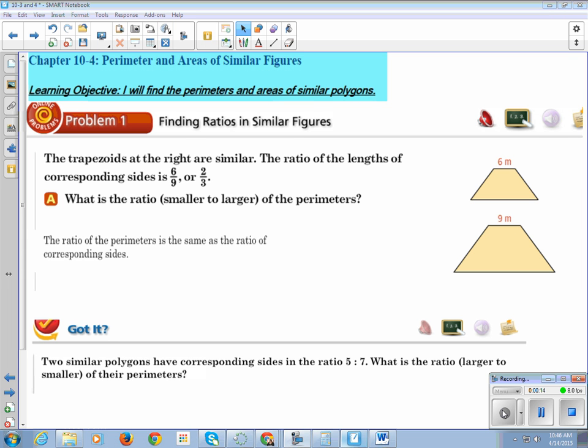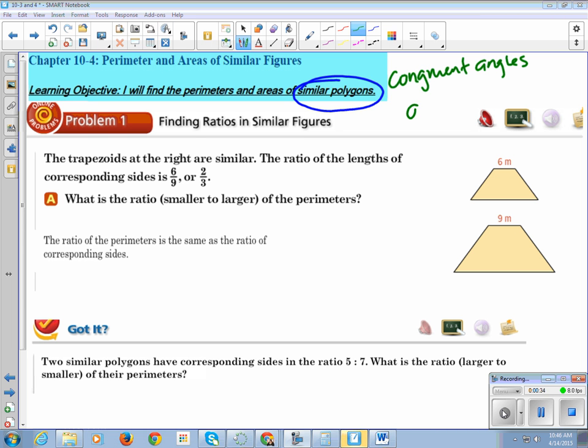So here's a concept that we learned in a previous chapter that is coming back to us. If you don't know what a similar polygon is, it is polygons that have congruent angles and proportional sides. So if you are trying to find a missing side, you use the scale factor or the side proportion from one side to the other to find a missing side.